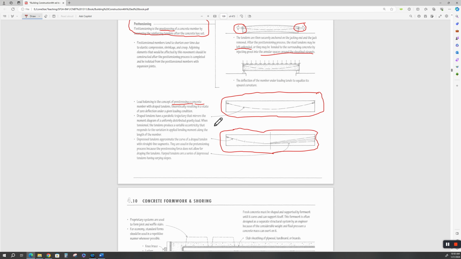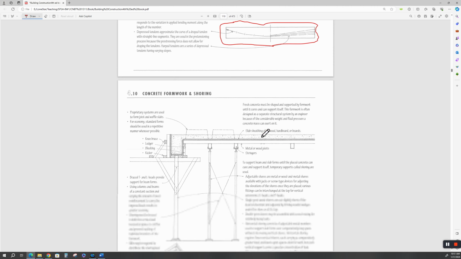Trust me. All right. He talks about the parabolic trajectory. I'm sure that just excites you. Let's see. Yeah. So you drape them, and then you pull them, and it pulls the beam up, and it puts stress in the beam to support load. All right.